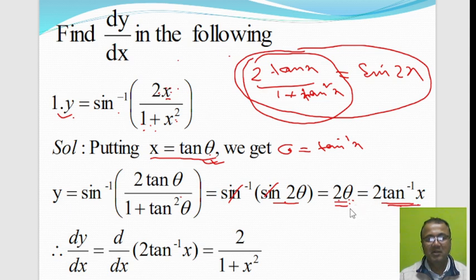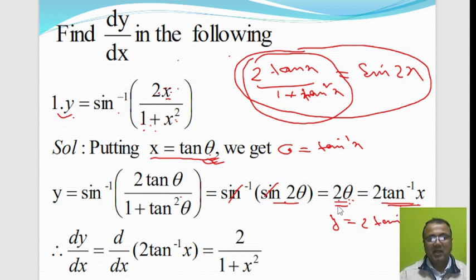So now see the student, the value of y will become very simple. y equal to only 2 tan inverse of x. Very simple expressions we are getting by using our trigonometric identity. So better to try by using the trigonometric identity only, such kind of problems.